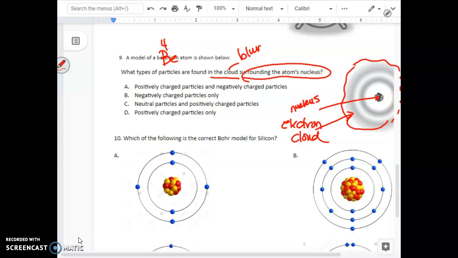So what are electrons? Are they positively charged particles? No, those are protons. Protons are in the nucleus. And negatively charged particles? No, this part is correct, but the positively is not. Negatively charged particles only. I like that one. Neutral particles and positively charged particles, this is if they're talking about in the nucleus, but we are surrounding the nucleus, so no. Positively charged particles only, again, that is also in the nucleus. So the correct answer is B.